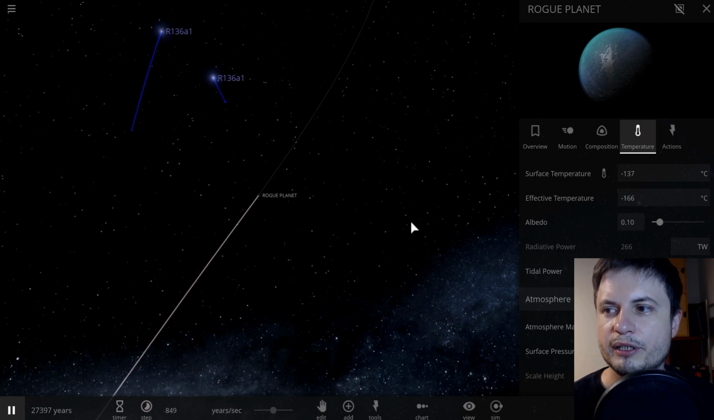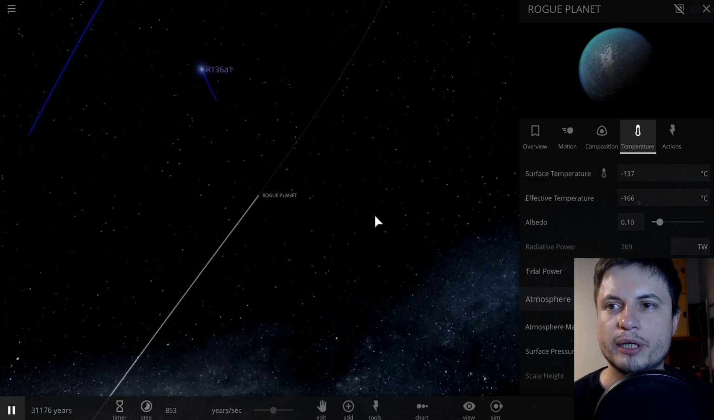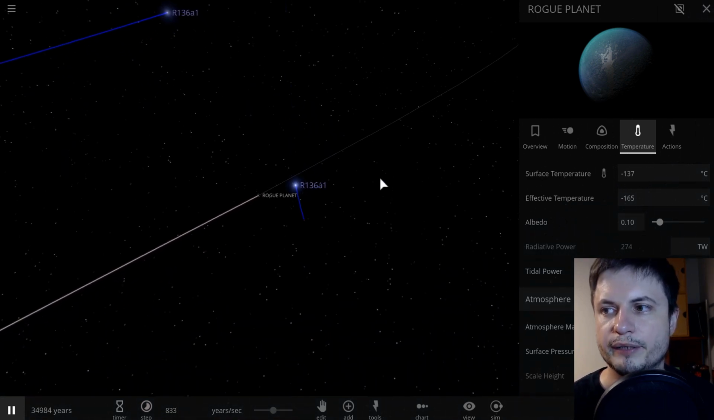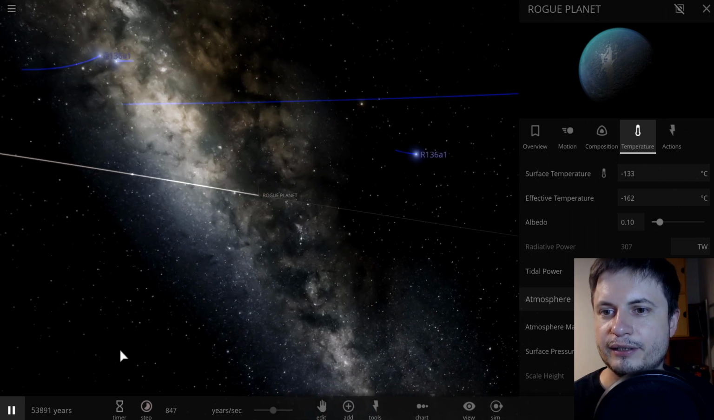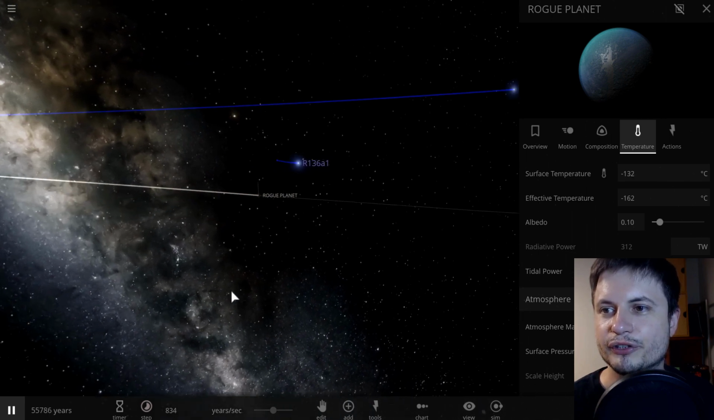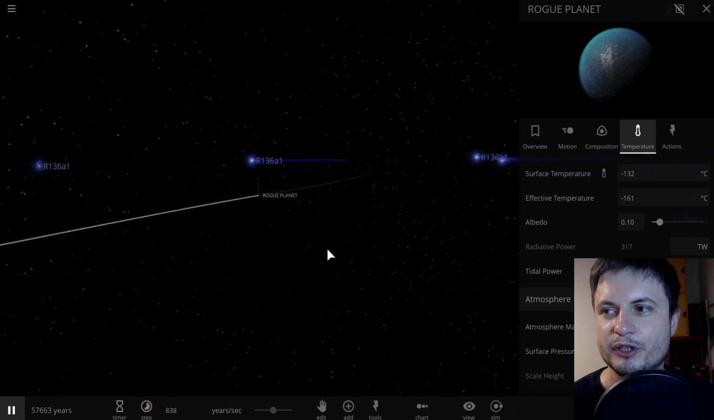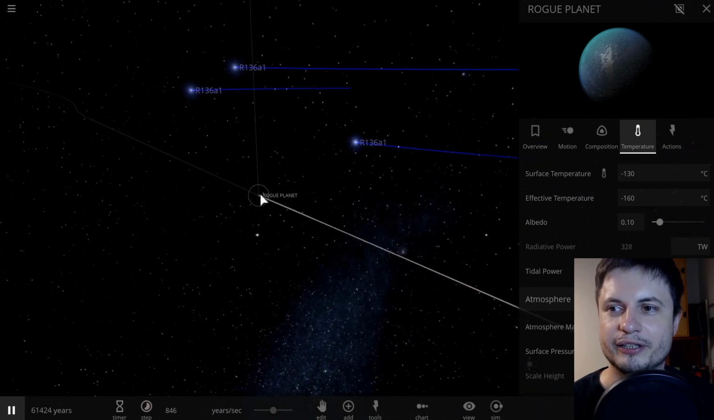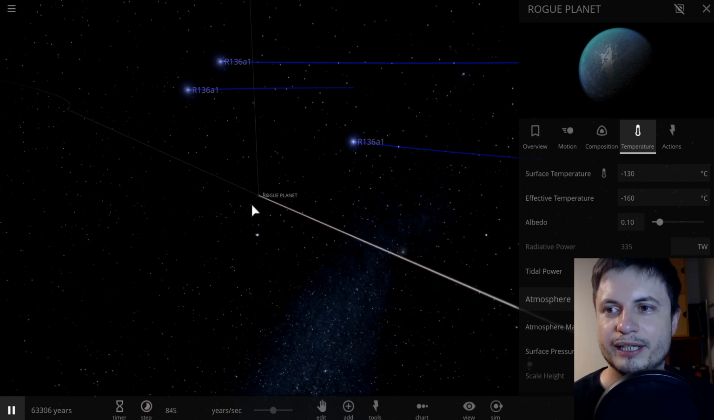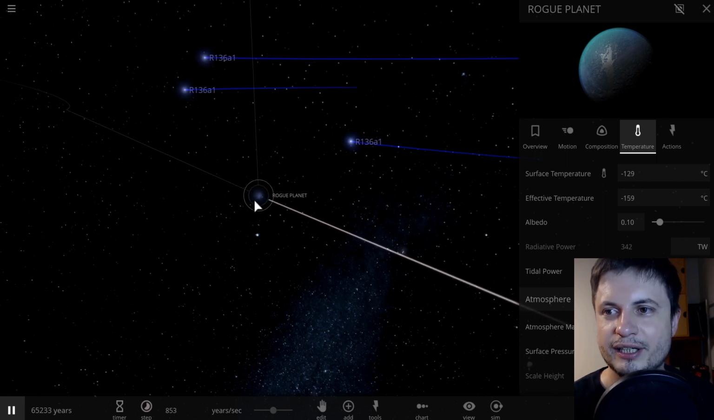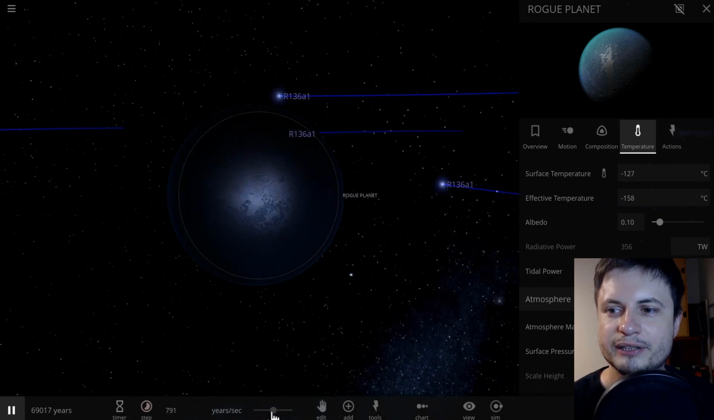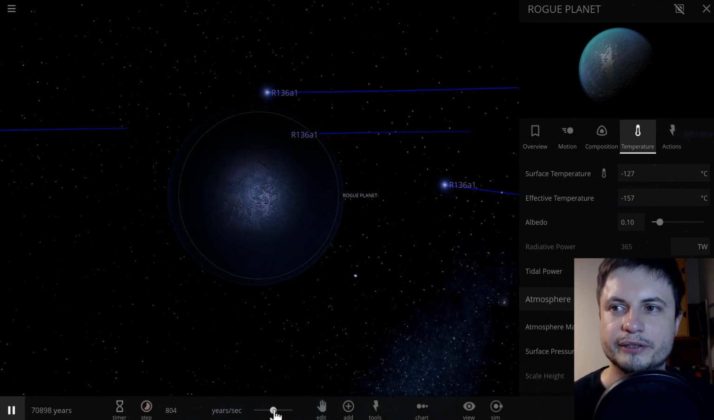The parameter that we really need to be aware of is this right here, the radiative power. That's basically how much energy it's receiving from all of these stars nearby. And you can see that it took us 55,000 years to increase the temperature by about 7 degrees Celsius. That is actually a lot more intense than I thought. So let's just maybe keep waiting and let's see how long it takes to get to maybe the melting temperature of water, which is 0 degrees Celsius.